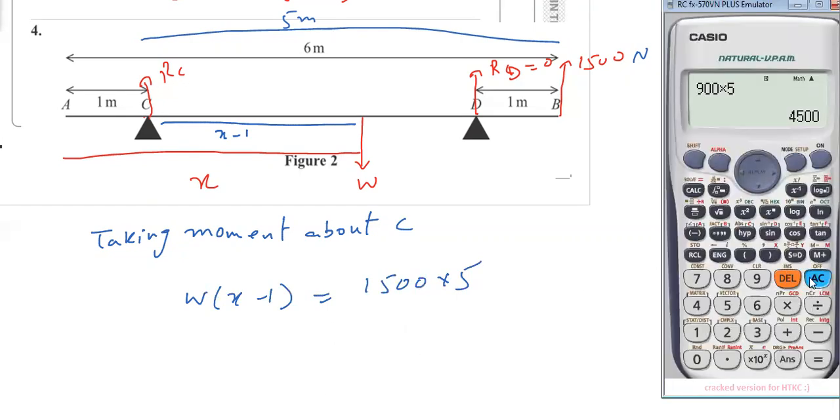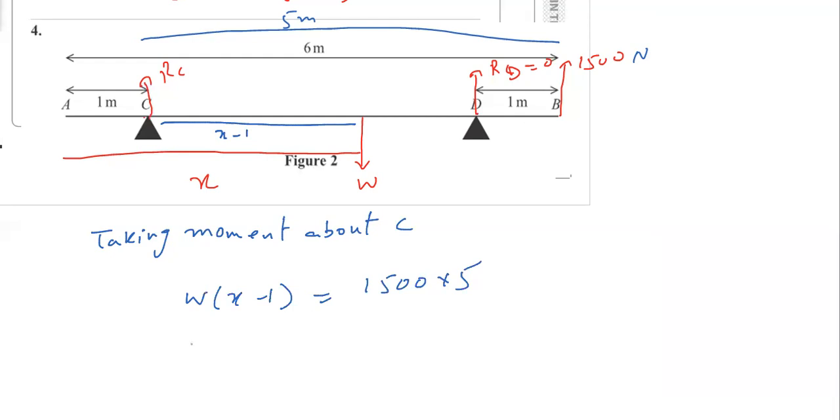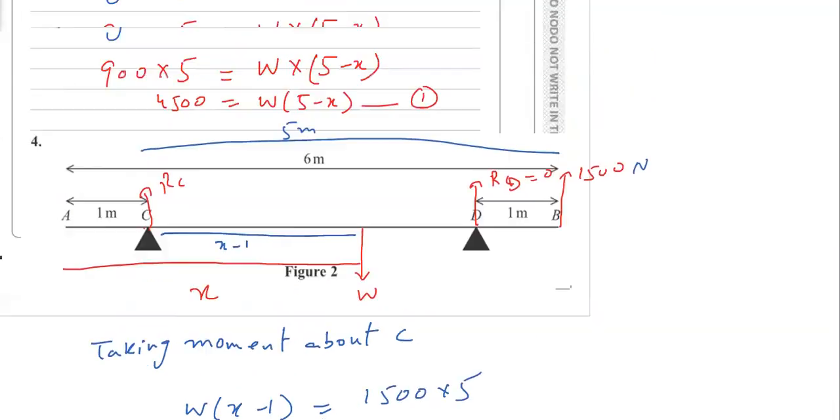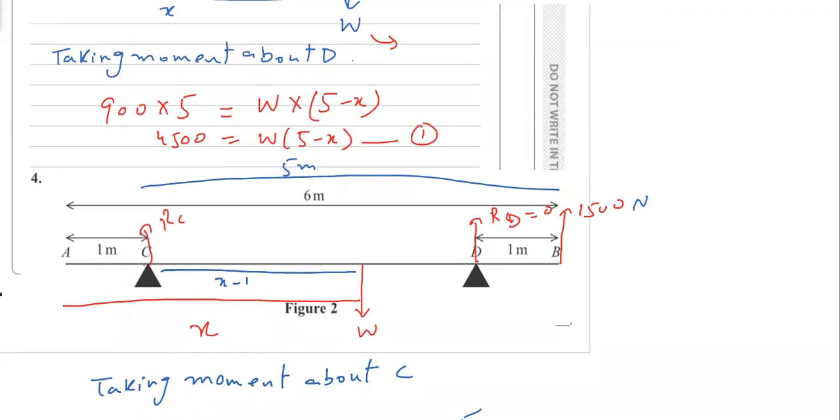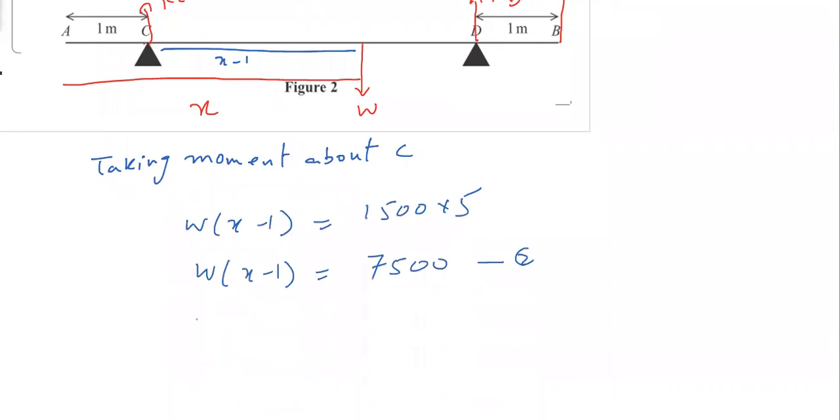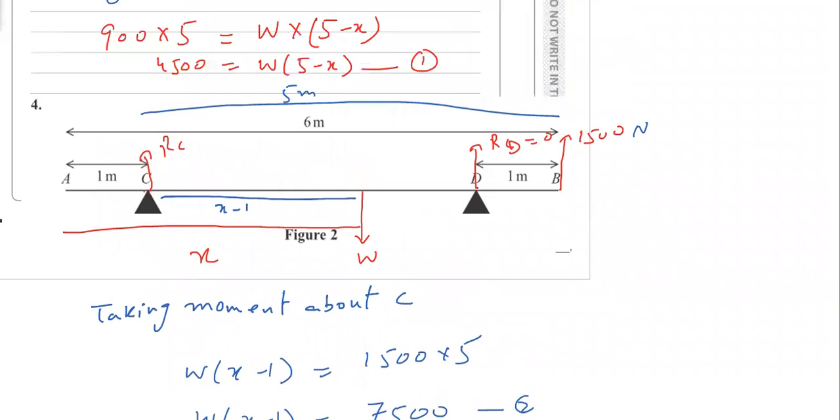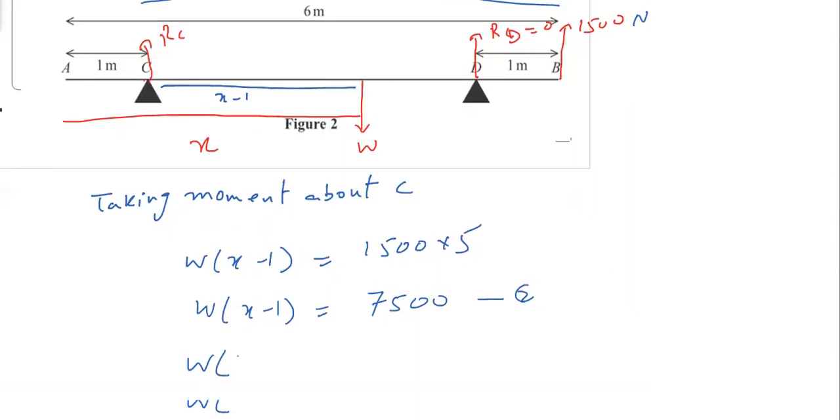So now let's calculate this. 1500 times 5, I'll get 7500. So W into X minus 1 is equal to 7500 Newton. This is our second equation. Now the first equation we had is W into 5 minus X equal to 4500.